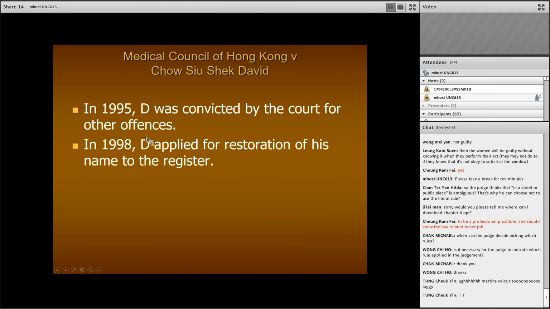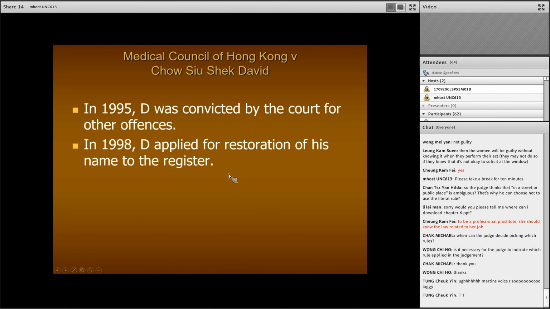So in the next year, the defendant was convicted by the court for other offences, just like the case of Mr. Yun Sang. He was charged by the government two times. In the second time, he was also convicted by the court for other offences. Okay? So in the year of 1994, the defendant applied for restoration of his name to the register.